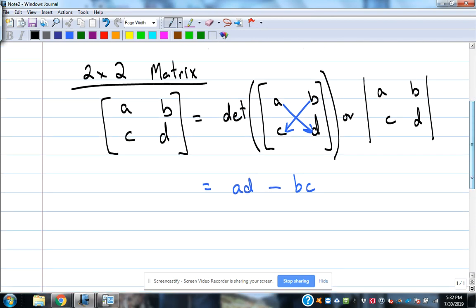So let's look at one that has numbers in it and see what we can do. I'm just going to use the absolute value style notation. I like writing it that way because it's less writing.